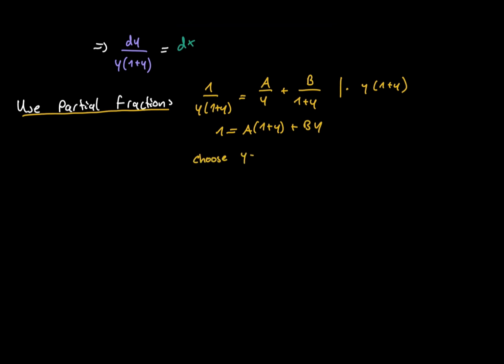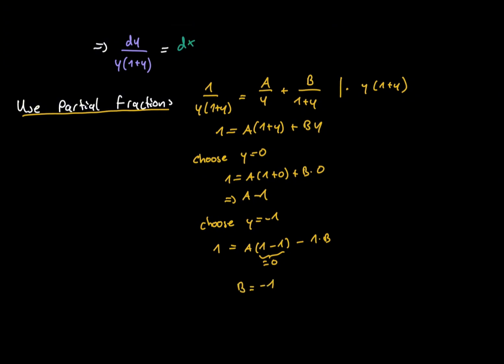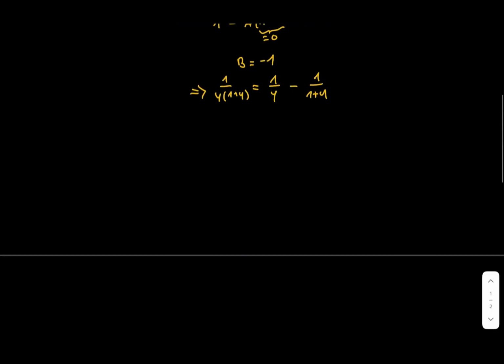Choose y equals 0. Then 1 equals a, so a equals 1. Choose y equals negative 1. Then 1 equals negative b, so b equals negative 1. So the fraction becomes 1 over y minus 1 over 1 plus y.